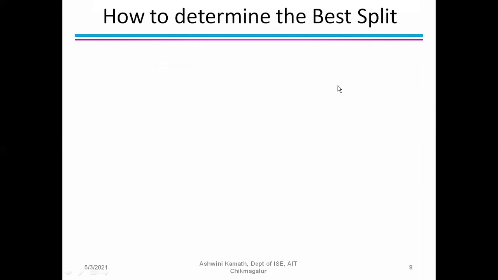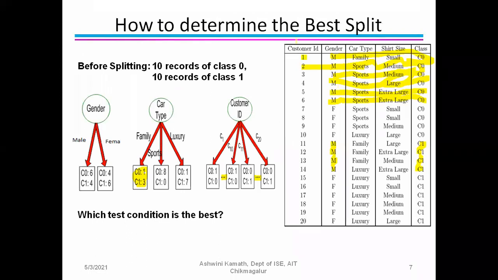We'll go back to the previous slide. What is a purer distribution? This one. If I consider the sports car type, all the values belong to C0 here. Car type sports means the classification is C0.